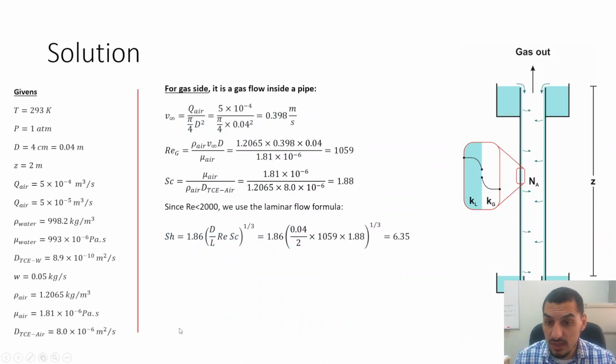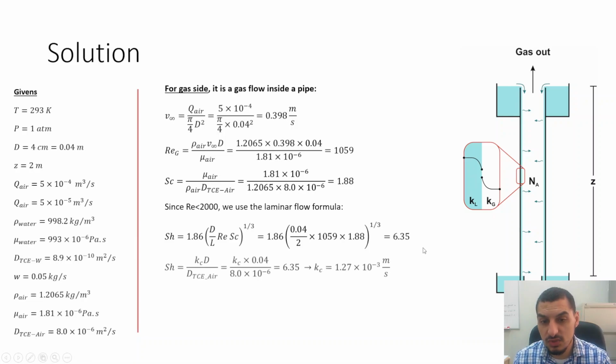So from here we can calculate Sherwood number from this equation, and then from Sherwood number we can calculate Kc, because we know Sherwood is Kc d over D_AB, which is diffusivity in the gas phase. We have the diffusion coefficient, we have everything. So Kc is 1.27 times 10 to the power minus 3. Of course, this is in the units of meters per second. So this is the gas side.